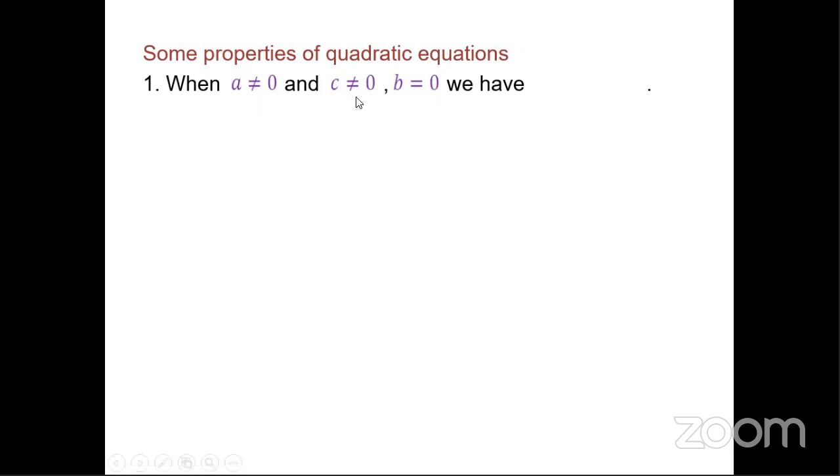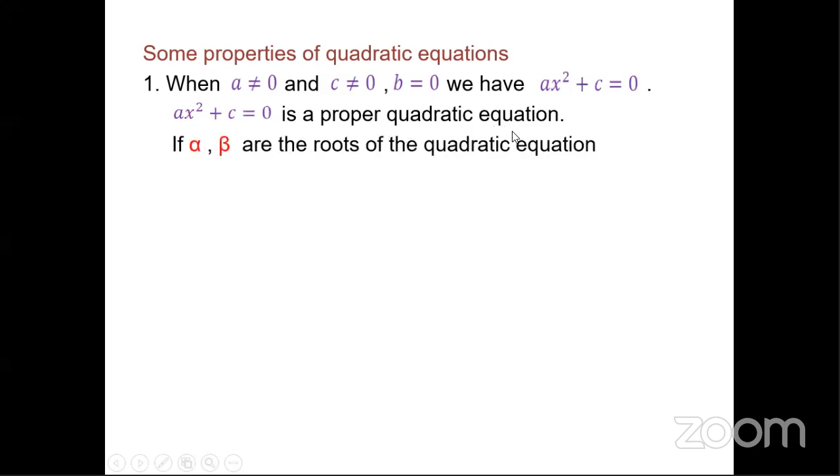Likewise, we have got some properties for quadratic equations. Now, if you consider ax square plus bx plus c equal to 0 as your quadratic equation, and suppose you have a and c not equal to 0, that means they are non-zero numbers. But the value of b is 0. So in ax square plus bx plus c equal to 0, when you put b equal to 0, that x term vanishes. Hope you have observed this. So when we substitute b equal to 0, you get ax square plus c equal to 0. This ax square plus c equal to 0, we call a proper quadratic equation.